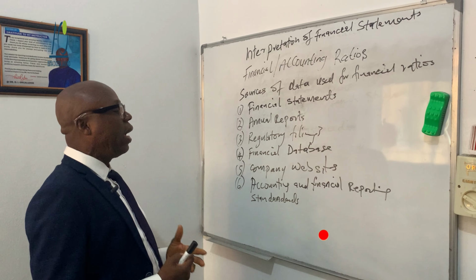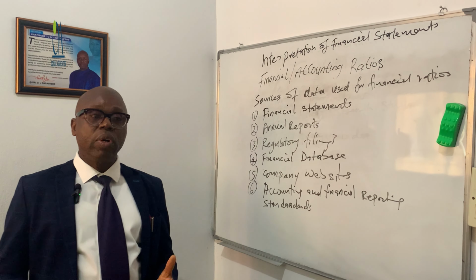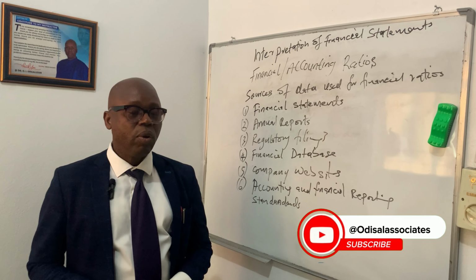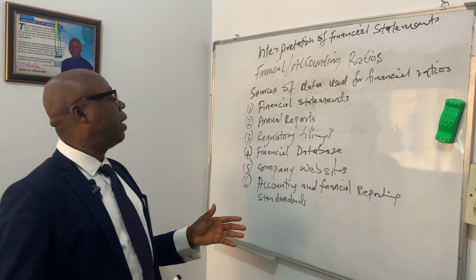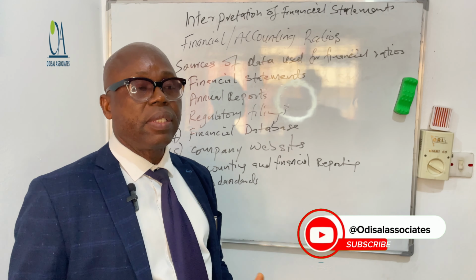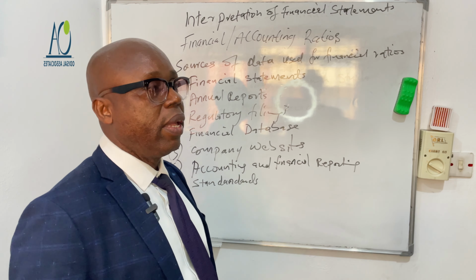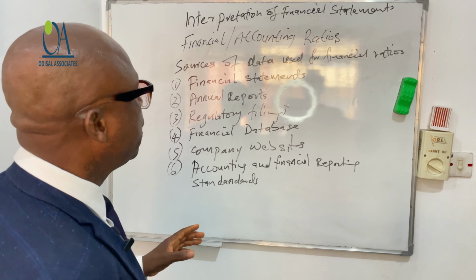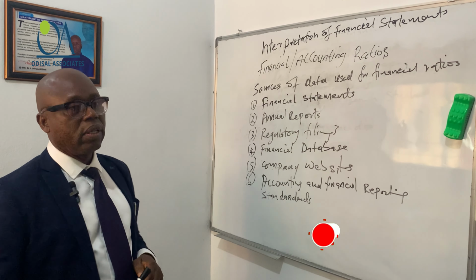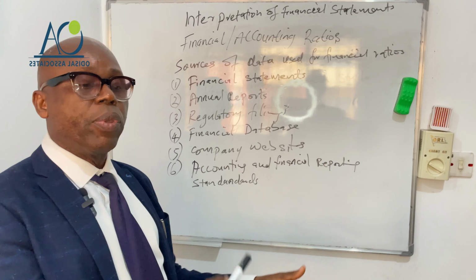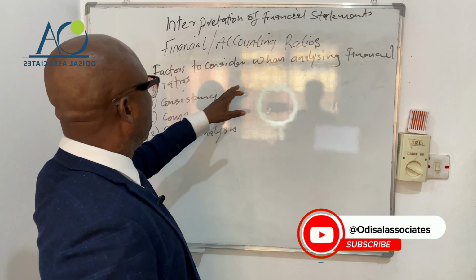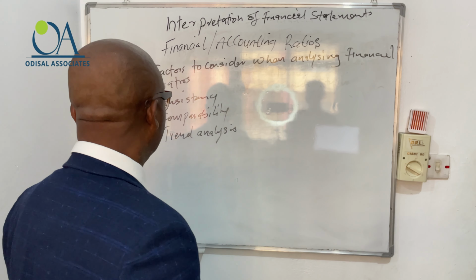And then for us to actually be able to calculate financial ratios, in this era of IFRS, we must master the accounting and financial reporting standards that are produced by the IASB. It's very, very important that we read them. So these are sources of obtaining data to compute financial ratios.